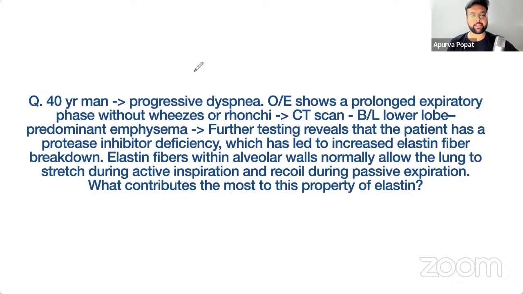A 40-year-old male is coming with progressive dyspnea. On examination, there is a prolonged expiratory phase without wheezing or rhonchi. CT scan is showing bilateral lower lobe predominant emphysema. Further testing reveals that the patient has protease inhibitor deficiency, which has led to increased elastin fiber breakdown. Elastin fibers within the alveolar wall normally allow the lung to stretch during active inspiration and recoil during passive expiration. Now, tell me, what do you get because of protease inhibitor deficiency?